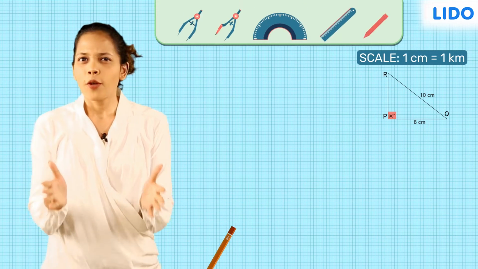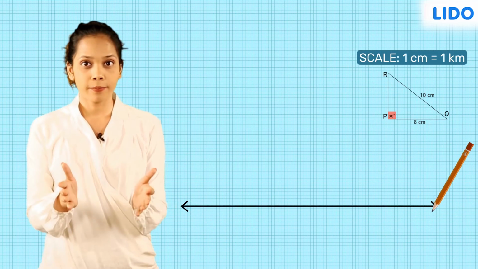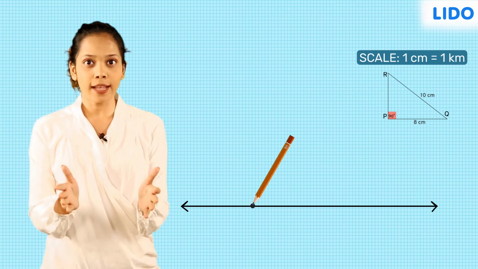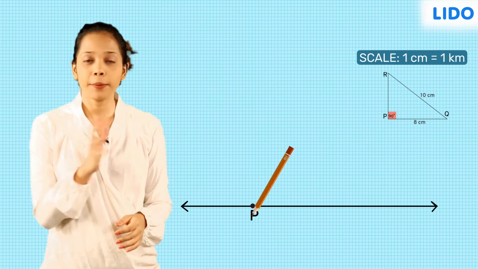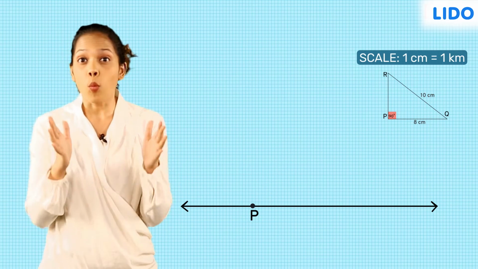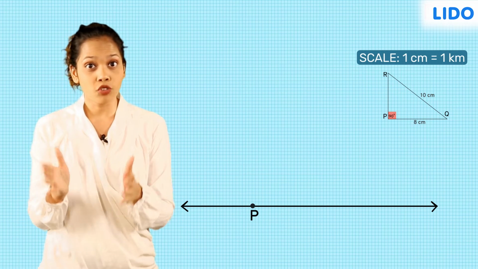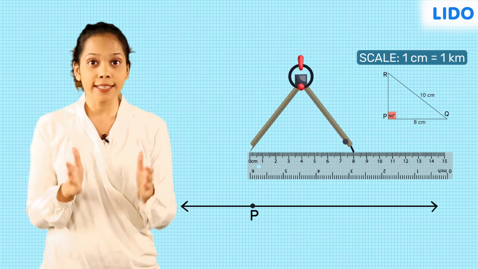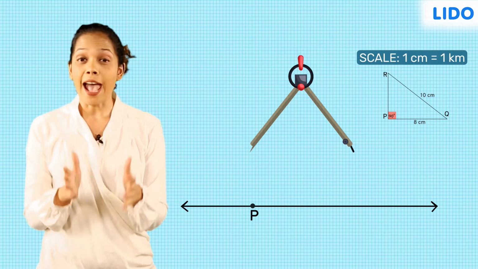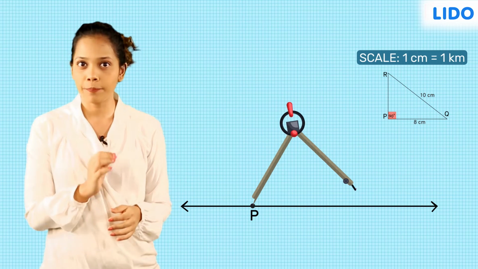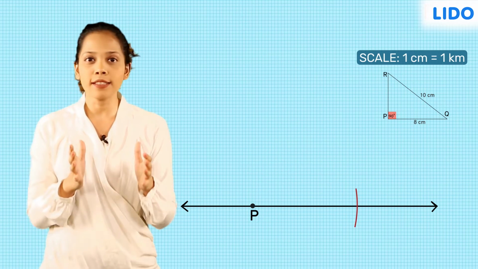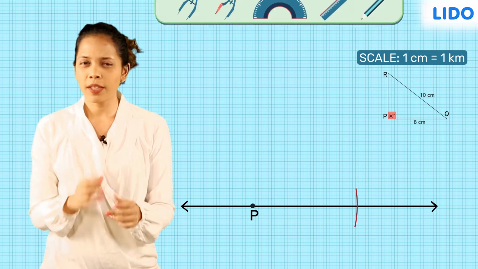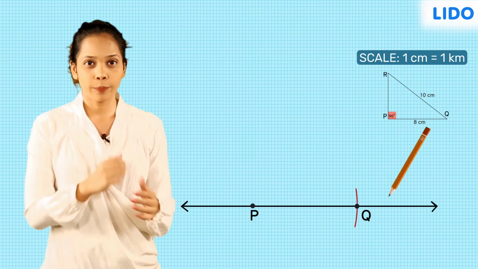To begin, we draw a long horizontal line. Then pick any point on this line. Let's call this point P. P becomes one vertex of our right angle triangle. Then, using a ruler, we measure 8 centimeters on the compass. And with the compass pointer on P, we cut an arc intersecting the horizontal line at a point. Let's call this point Q.